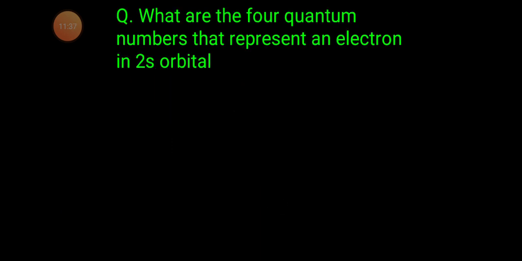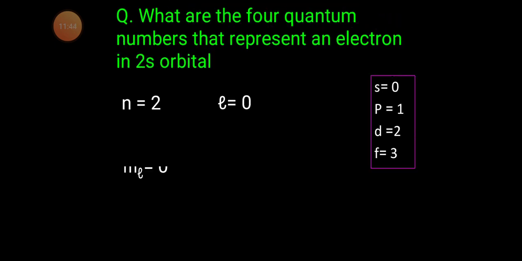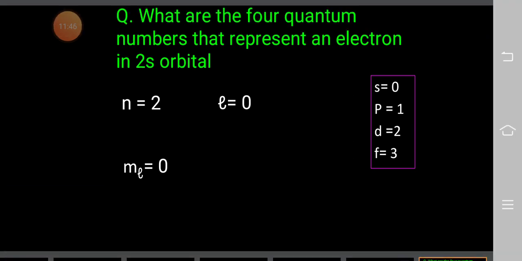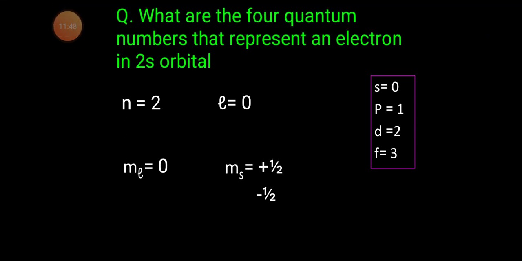Now, what are the four quantum numbers for a 2s electron, the 2s orbital? Again, n is equal to 2, l is equal to 0, ml is equal to 0, and ms is equal to either plus half or minus half.